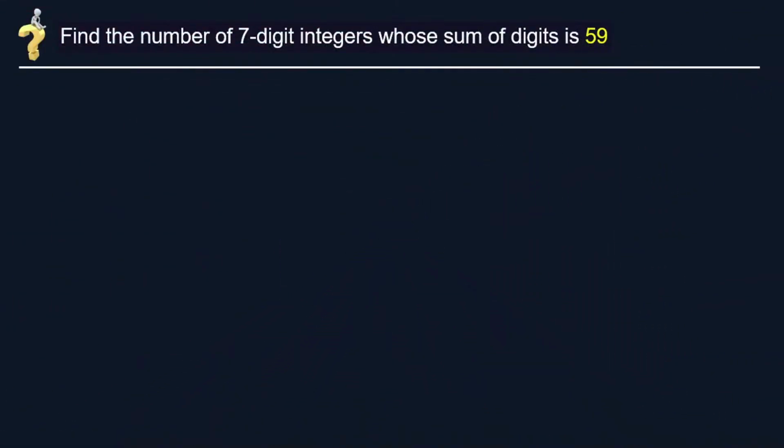In this question they have said: find the number of 7-digit integers such that the sum of the digits is 59. Clear? So you have to find out how many 7-digit integers there are when the sum of the digits you have used is equal to 59. Now look at it very carefully.